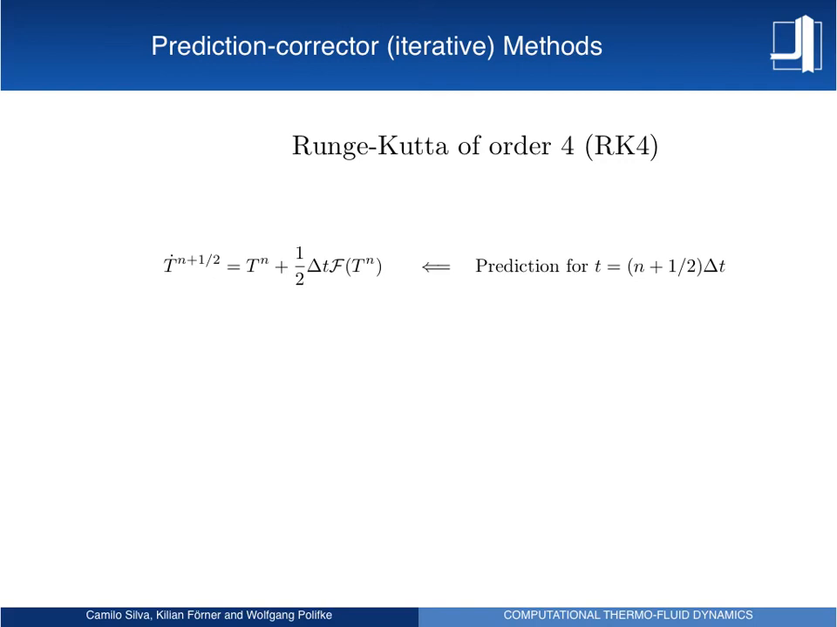Okay, so what is this about? The first thing is that you will carry out again the forward Euler, but instead of going all the way to n+1, you just go to n+1/2. So basically here you just have half of the delta t because you only advance to n+1/2. So this is a prediction step.